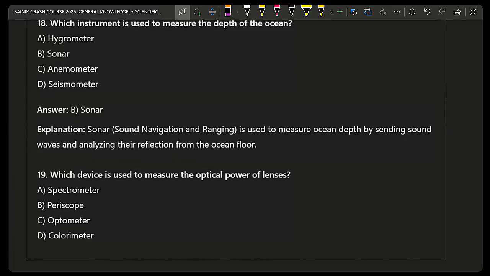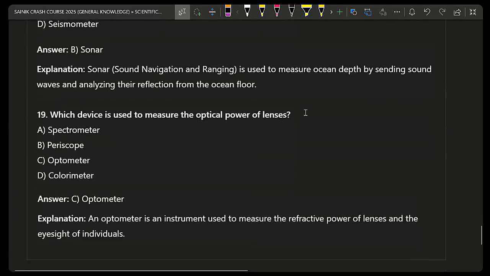And time up. 1 student said calorimeter, wrong answer. 8 students said spectrometer. 8 students said periscope. Why periscope is coming? Periscope is used for a different purpose. 7 students only said correct answer. Optometer. An optometer is an instrument used to measure the refractive power of lenses and the eyesight of individuals. So using optometer, we can check the eyesight of individuals and refractive power of lenses. So, last question of today's class.